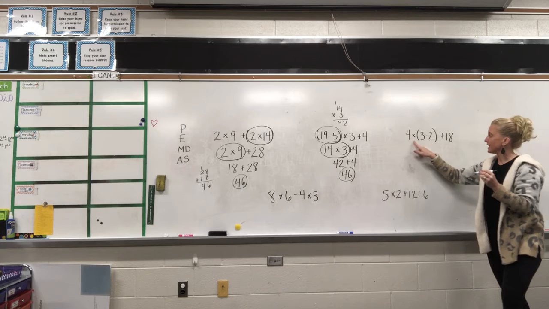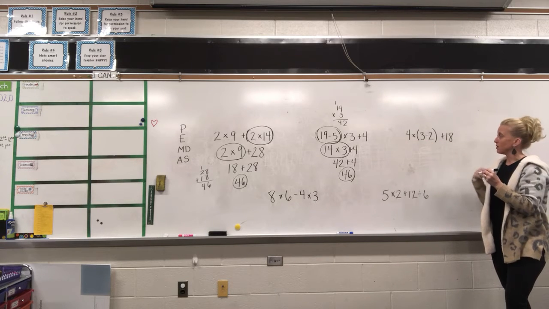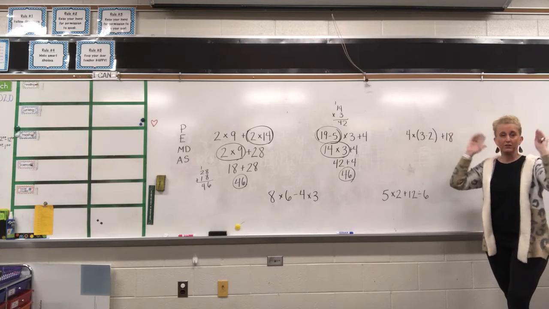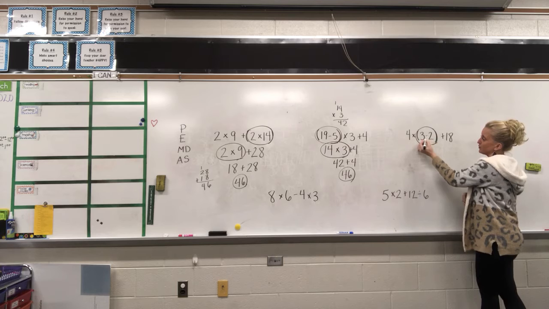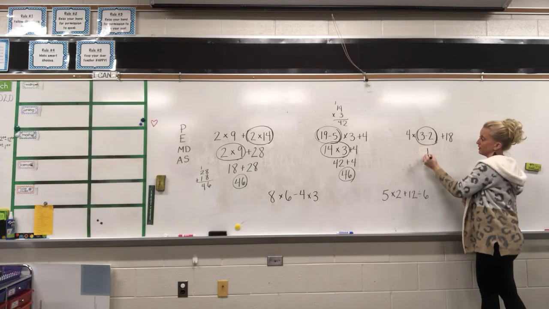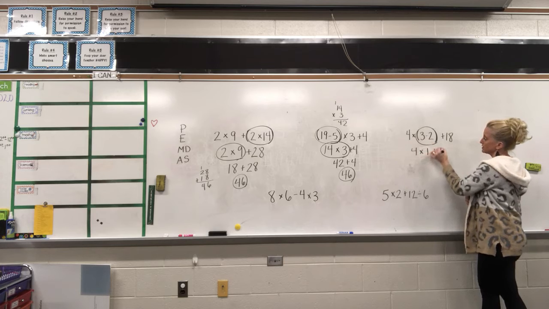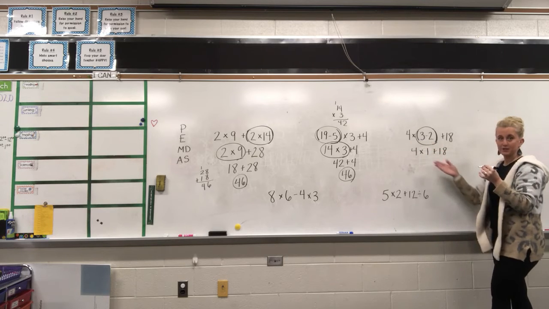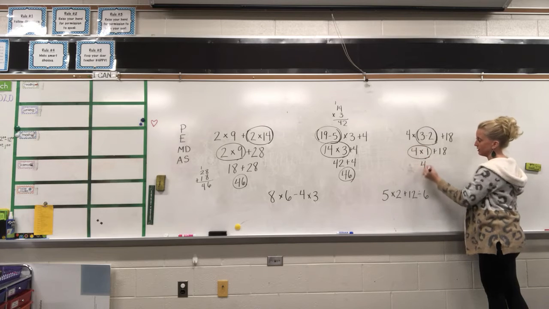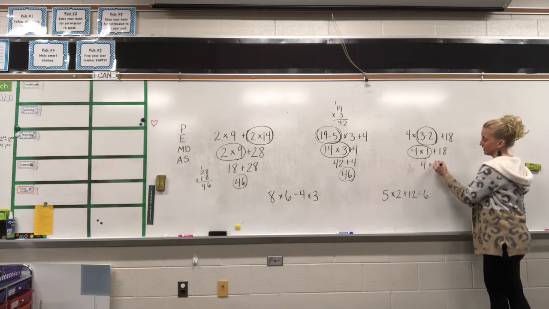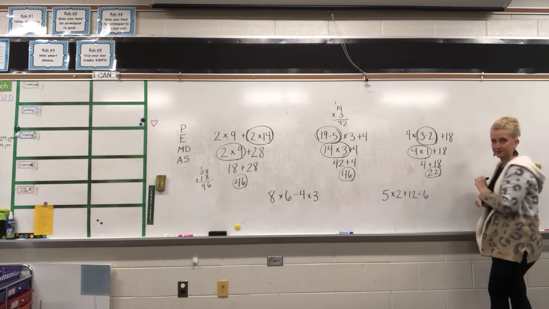Then 4 times 3 minus 2 in parentheses plus 18. So again, parentheses mean do me first, so I'm just going to jump to that right away. 3 minus 2 is 1. So that leaves me 4 times 1 plus 18. And again, I'm going to do my multiplication first. So that's 4 times 1 is 4 plus 18. And I can add that in my head to get a total of 22 for that one.